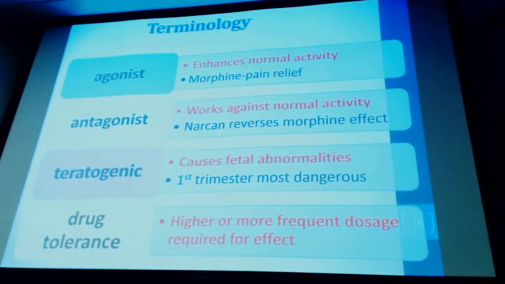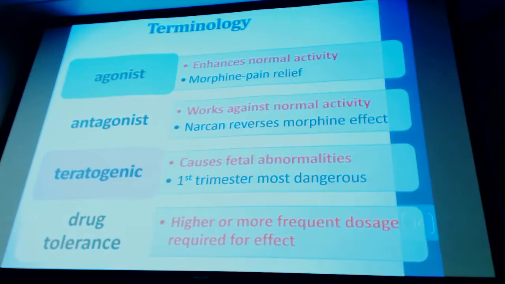Teratogenic drugs are drugs that harm a developing fetus. We're really concerned about the first 3 months of fetal development because that's when organs are being developed. But there are some drugs that we'll learn about that can affect a developing fetus right up until the time of delivery.